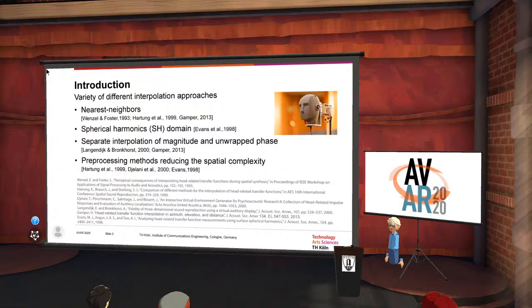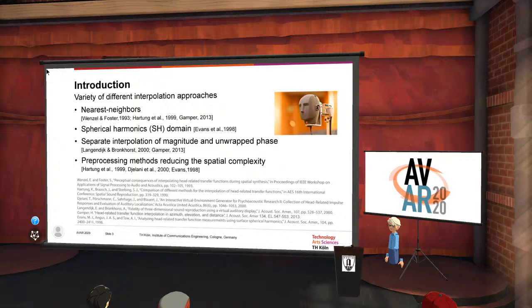If you look at very early times in the 90s, there mainly were nearest neighbor-based approaches. You can refer to Wenzel and Foster, 93, so 27 years ago, or to Hartung and so on, who applied nearest neighbors and then did interpolation, spatial upsampling of HRTFs. Then Spherical Harmonics seems to be very new and modern, and we hear it quite often at this conference and other conferences, but it is also from the 90s.